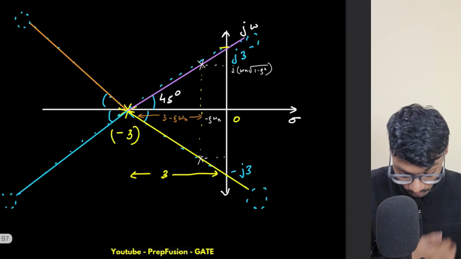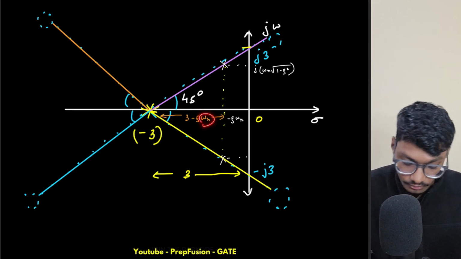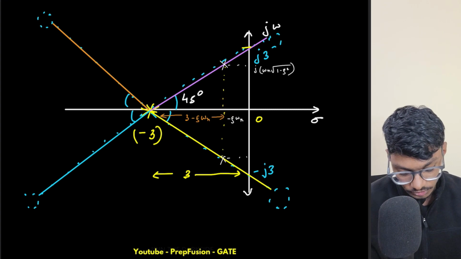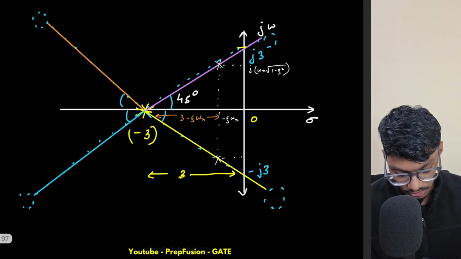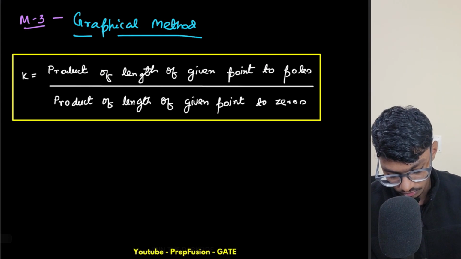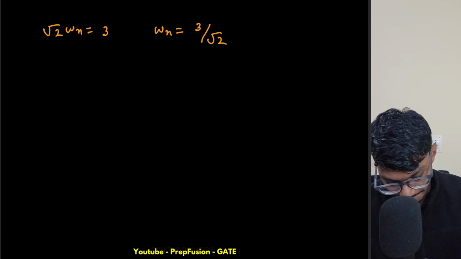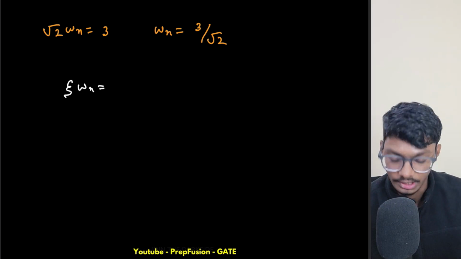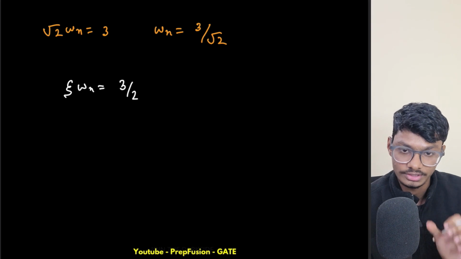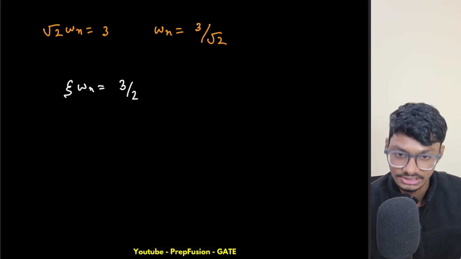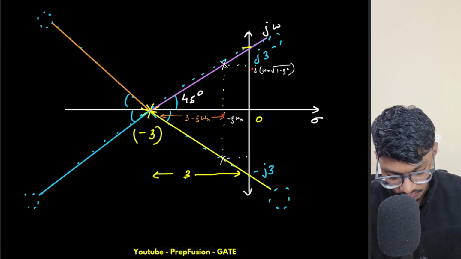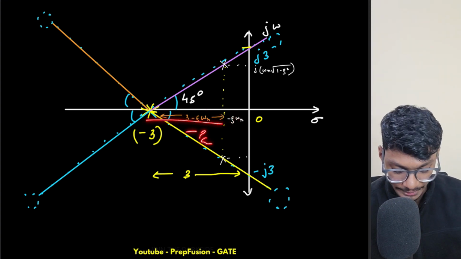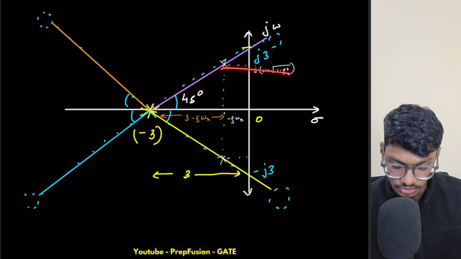Now what are my distances? If omega n is 3 by under root 2, then I have to find the location of the pole. So what is zeta omega n? Zeta is 1 by root 2 and omega n is 3 by root 2, so it becomes 3 by 2. So the location of the real part is 3 by 2, and obviously the imaginary part will also be 3 by 2. Why? Because this is 3 by 2, and this distance is 3 minus 3 by 2, so this also becomes 3 by 2. If the base is 3 by 2, then the height should also be 3 by 2.